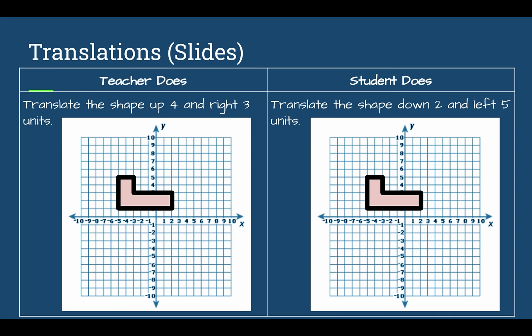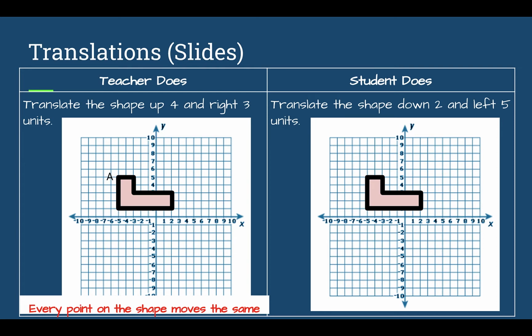Now let's get into what some of these look like as examples. Let's start with translations or slides. First example, translate the shape up 4 and right 3 units. In this situation, we are just moving the shape up 4 and to the right 3. Every point on this shape moves the same. They're all going to move up 4 and to the right 3.